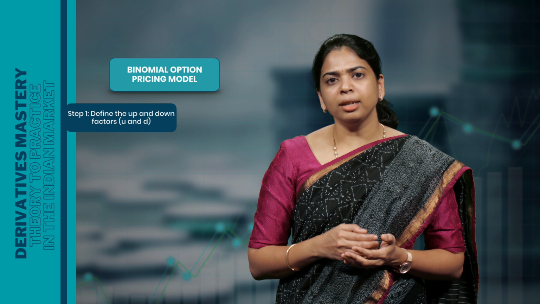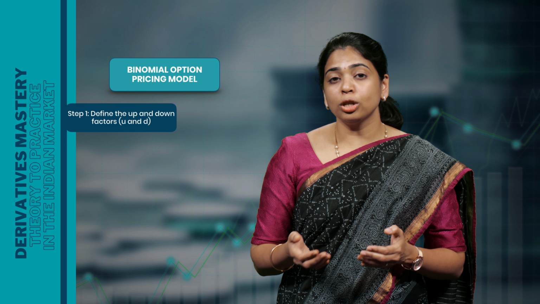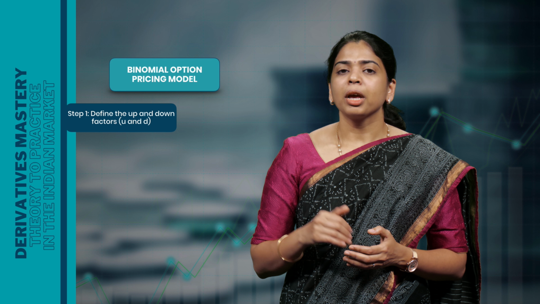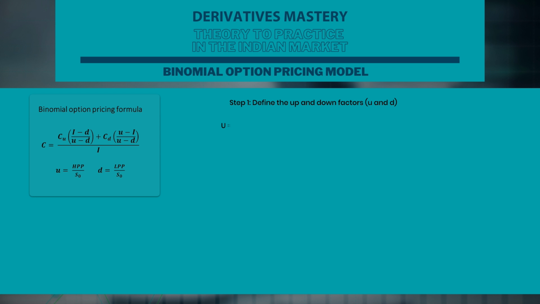Step 1 is to define the up and down factors, that is U and D. The up factor tells us how much the stock price increases in the up scenario, and the down factor tells us how much it decreases in the down scenario. So here U is equal to 350 by 300 equals 1.16. D is equal to 250 by 300 equals 0.83. And I is equal to 1 plus 7%, which is 1.07. The given high probable price is 350, the low probable price is 250, and the spot price is 300. Let us input the values in the formula.